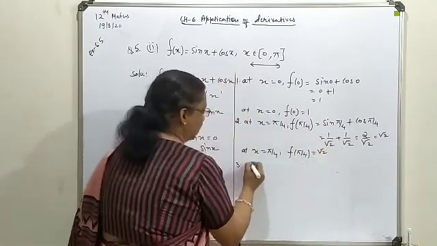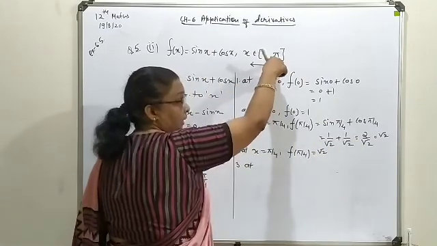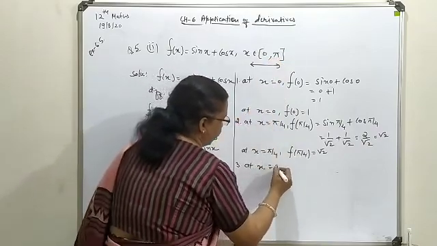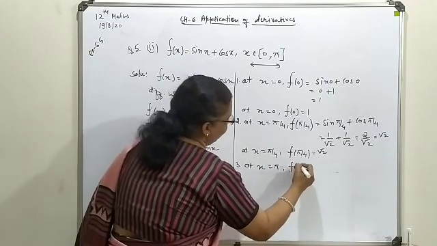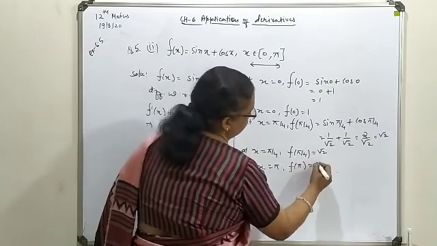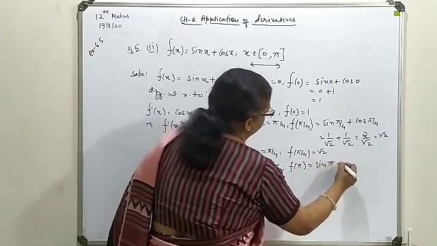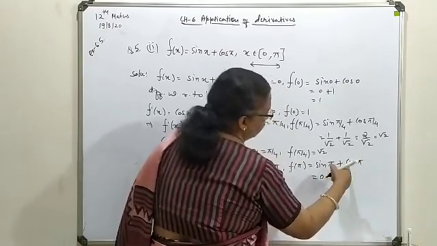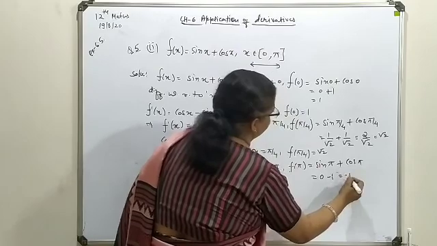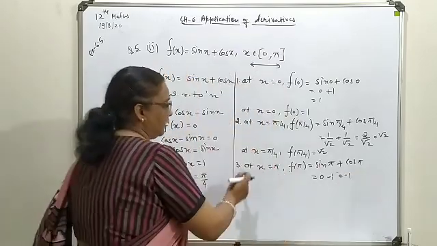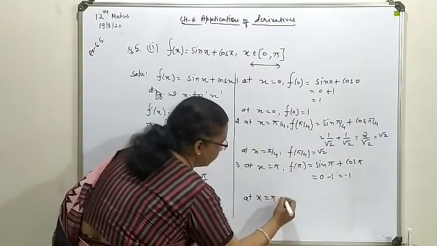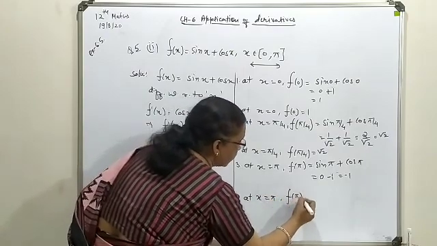Third, at the other extreme limit, the highest one, at x equal to pi. So here this is f(pi), meaning sin pi plus cos pi. Sin pi we know is 0, cos pi is minus 1, so finally it will turn to minus 1. So the last value we have evaluated at x equal to pi is minus 1.